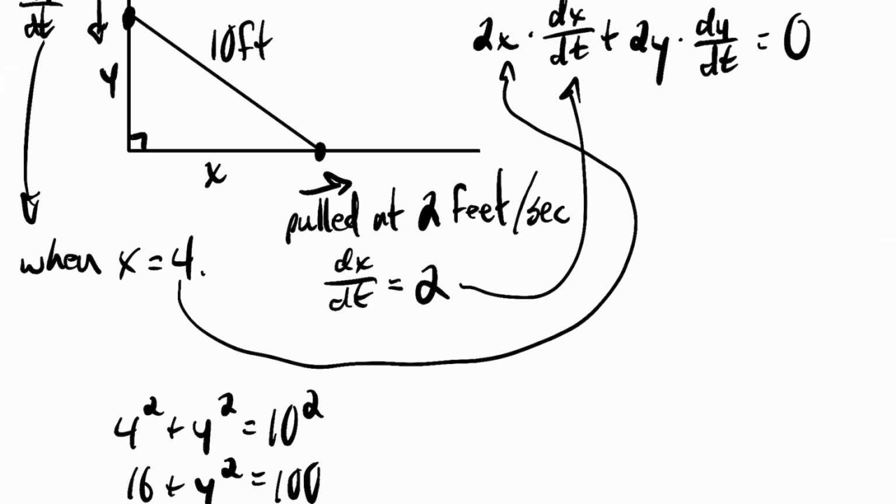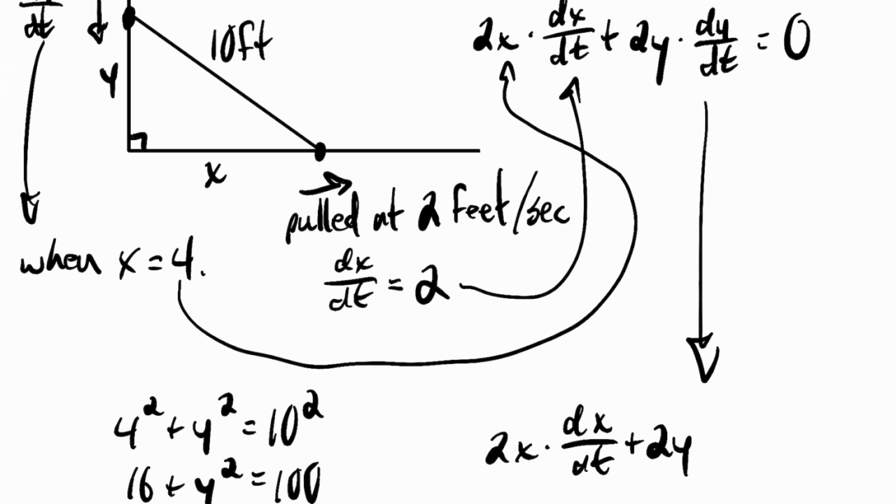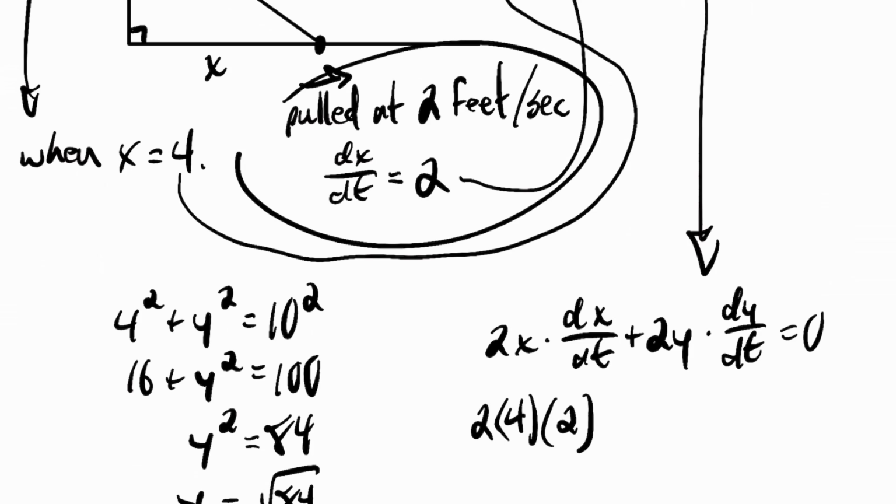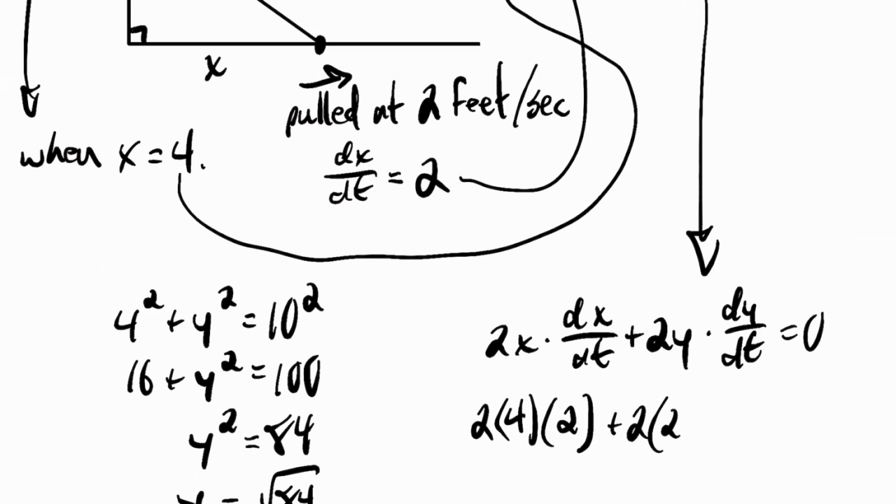So now I can take this equation and bring it down here where I have more room. 2x times dx dt, plus 2y times dy dt equals 0. So now I can plug in 4 for x, and for dx dt, negative 2, positive 2, right? This is positive 2, plus 2 times 2 root 21 times dy dt equals 0.